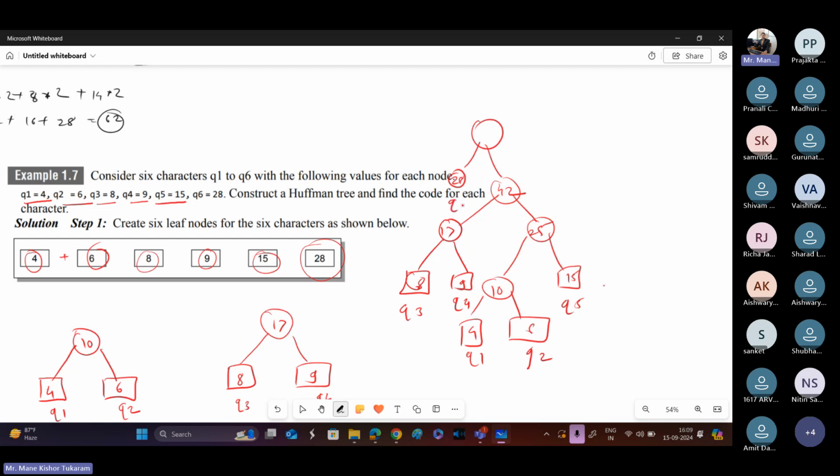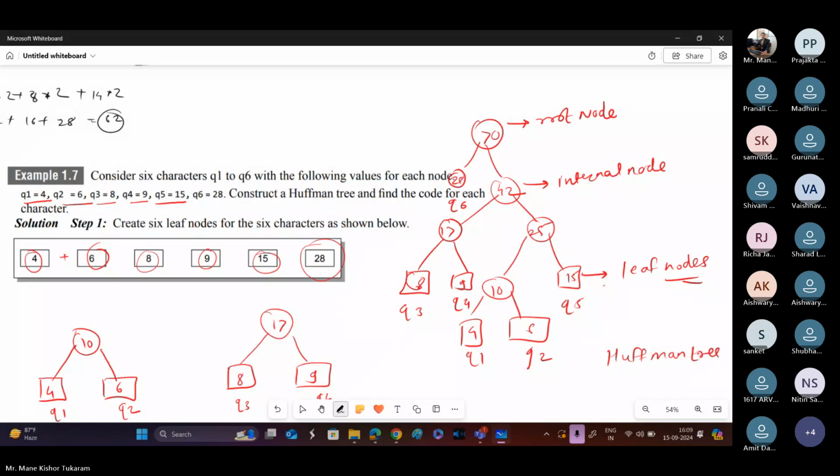So this is nothing but the Q6. So 0, 70. Okay, so this is my root node. Whatever the round nodes, these are called internal nodes. And whatever the rectangle nodes, these are called leaf nodes. Okay, so this is the construction of the Huffman tree. Okay, now our Huffman tree is done. What is the next logic?